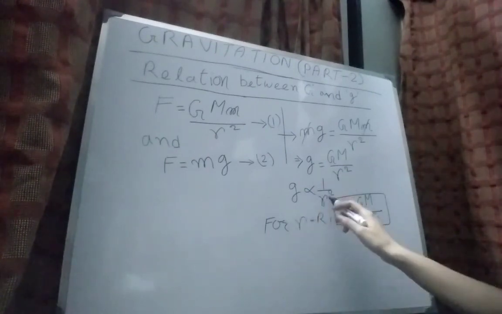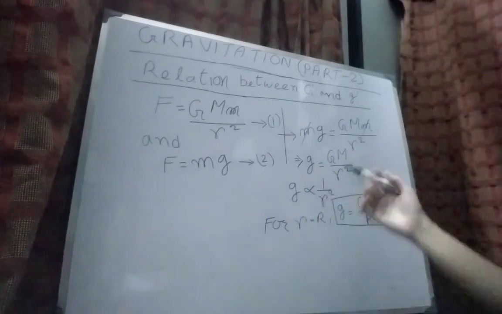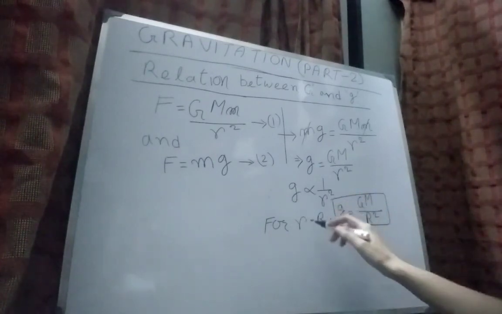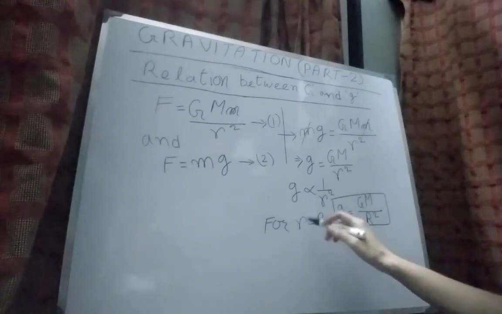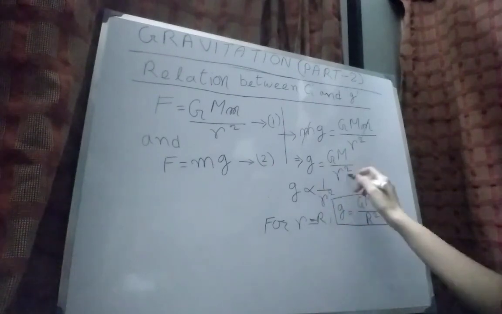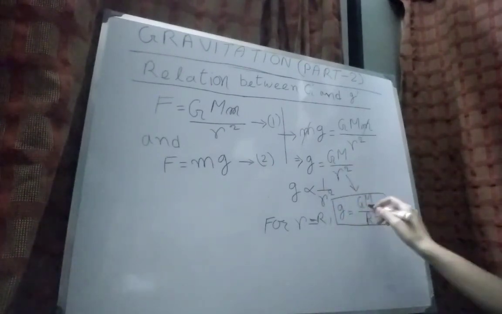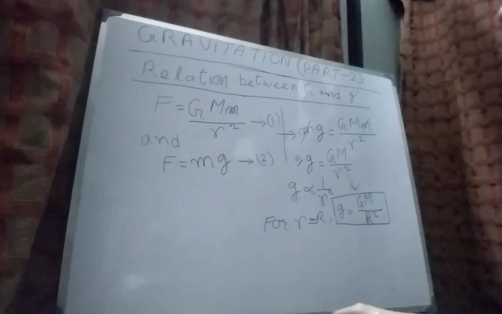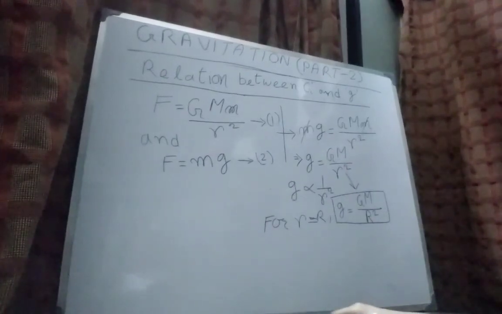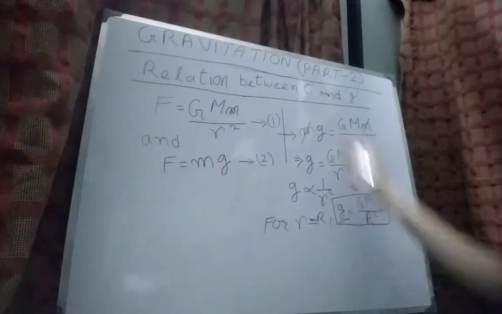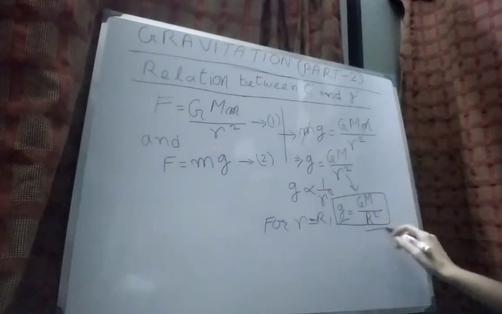So this is the radius. If we consider that r equals capital R, that is, if anything is on the surface, so r is the radius of the earth, then from here we will get g equals G M by capital R squared. So this is the relation between g and capital G.